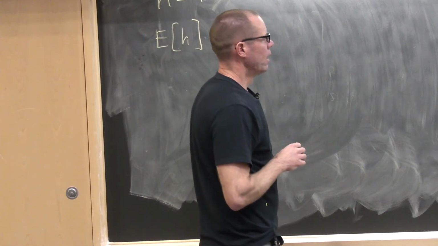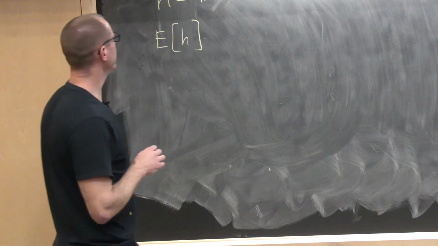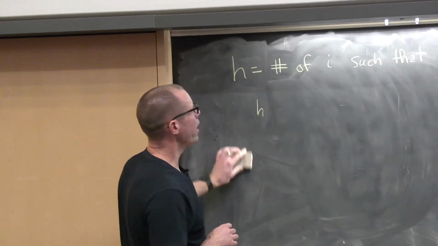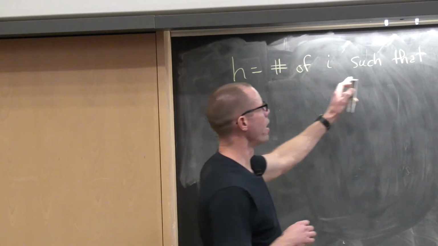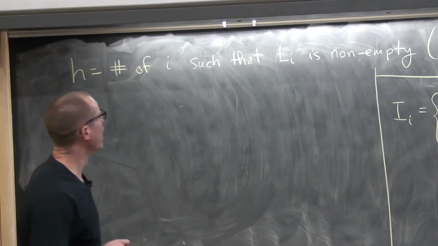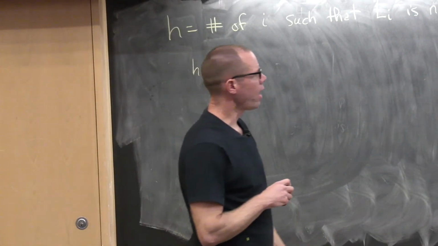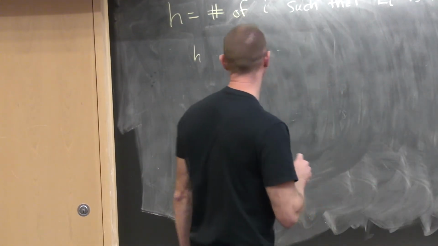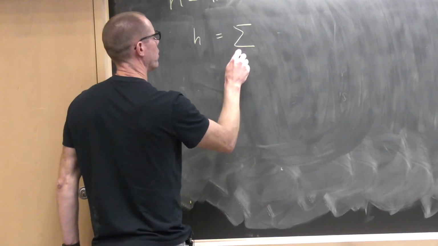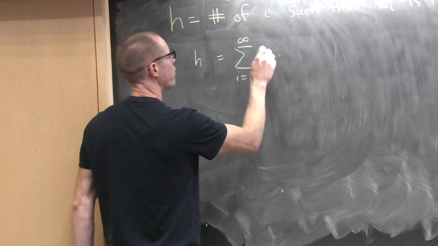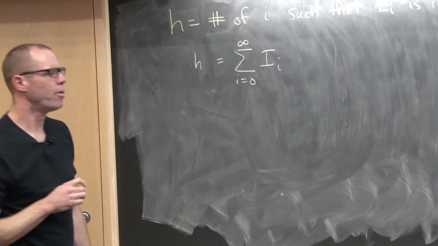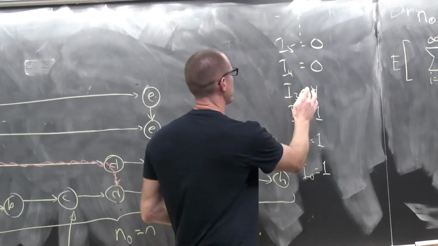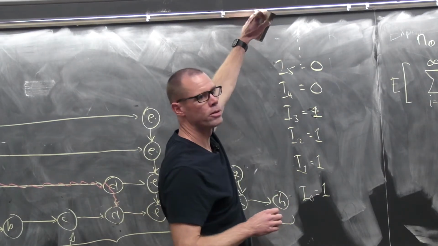Okay. Well, so let's go back to our H here. H is supposed to be the number of non-empty lists. So the number of values I such that L sub I is non-empty. And this thing happens to be 1 if L sub I is non-empty and 0 otherwise. So H is just the sum of these things, right? How many non-empty lists are there here? There's 1 plus 1 plus 1 plus 1 plus 0, 0, 0, 0, 0. Okay.